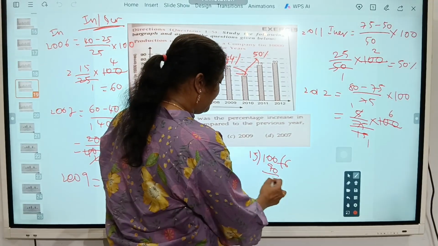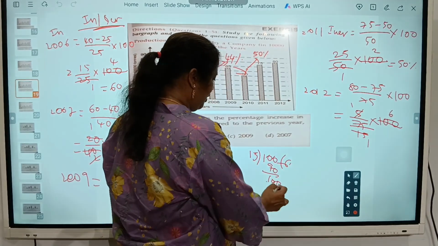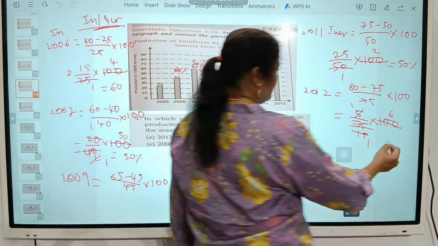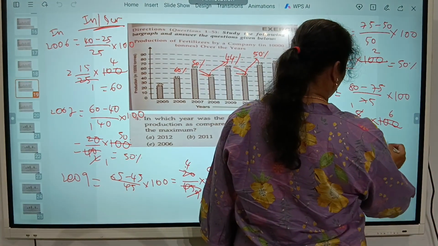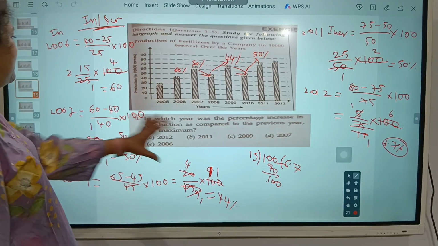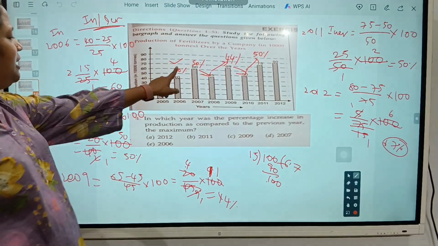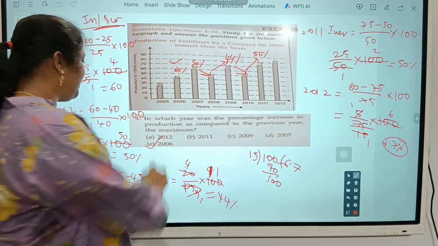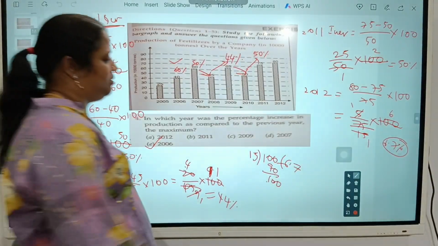15 6s are 90, 10, 0.0, 15 7s are 105. So it is around 6.7%. So the higher increase is in the year 2006. Okay, so we will take E as the answer.